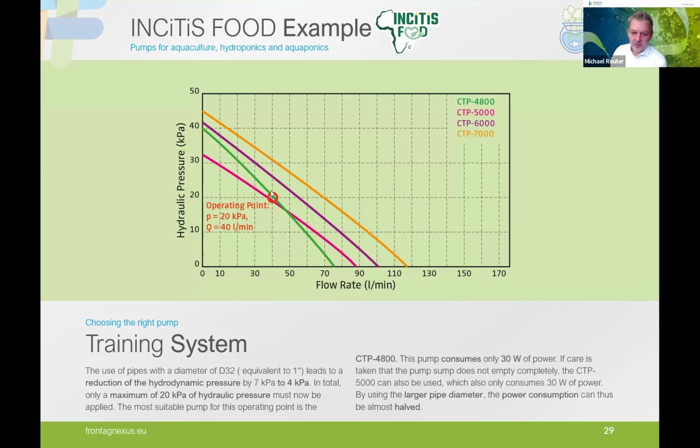And now we see that our operating point got quite a bit lower, and we can now almost use all the pumps that we had in mind to operate our system. We could, for example, use the CTP 4800, the green line here. And this pump would use only 30 watts. Compared to the first pump that we had to choose with 50 watts, this is almost half of what we had before. So we see that considering pipe diameters and so on can be very important if we want to have a system that has as little energy demand as possible.